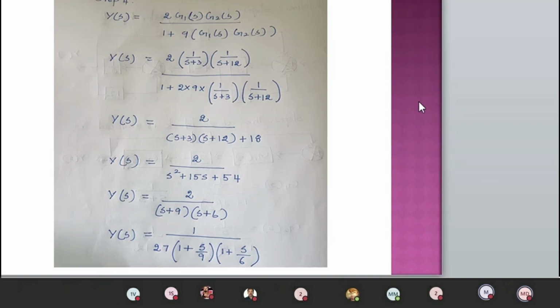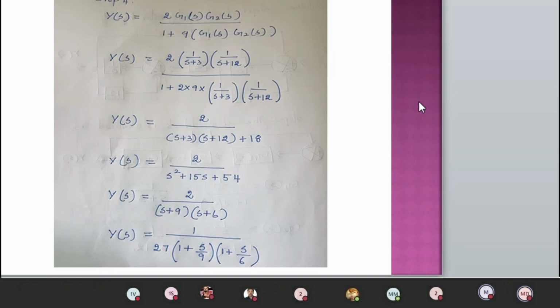Okay, so Y of s is 2 G1 of s G2 of s divided by 1 plus 9 into G1 of s G2 of s. What is G1 of s? We found already it is 1 by s plus 3. What is G2 of s? 1 by s plus 12. And after making simple calculations, you are getting the result like this.